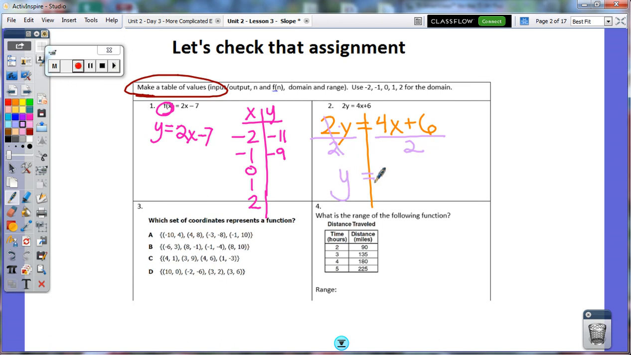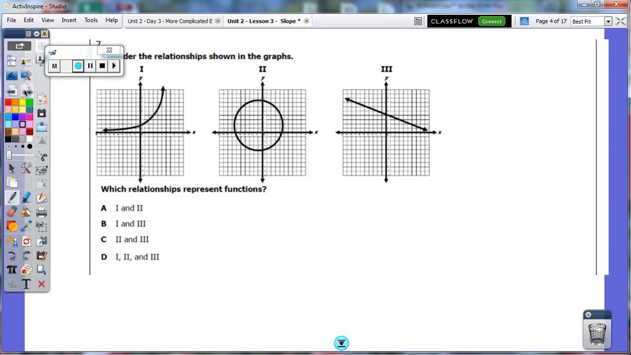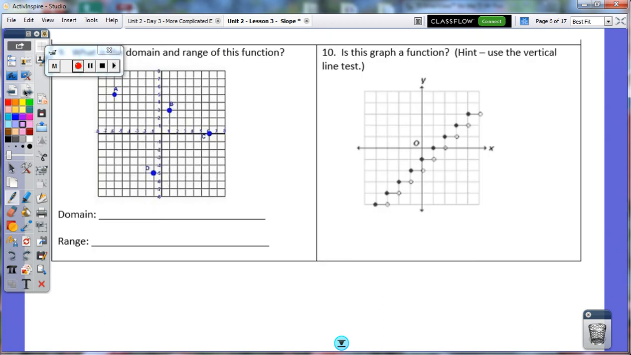That's going to leave me with y is equal to. Now make sure you divide each piece by 2. So 4x divided by 2 is going to be 2x, and then 6 divided by 2 is going to be a positive 3. And now you have an equation that you can type into your y equals screen. And then you should be able to get the outputs, or the y values, for that equation. Now, I'm hoping you did this over the weekend, last night. You will be able to do the rest of this, and then I want the substitute to collect it. We'll go over the rest of it next class, okay?